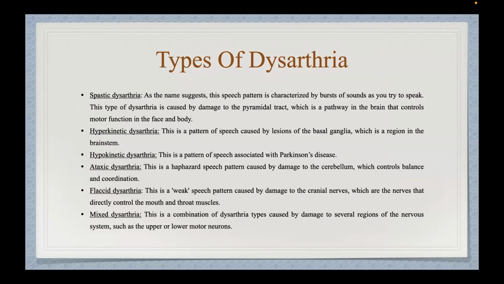Hypokinetic dysarthria is a pattern of speech associated with Parkinson's disease. Then we have ataxic, flaccid, and mixed dysarthria, which is a combination of dysarthria types caused by damage to several regions. For example, if there is damage to the upper motor neurons plus lower motor neurons, there will be mixed dysarthria.